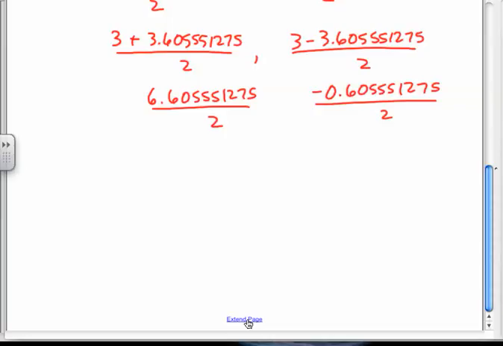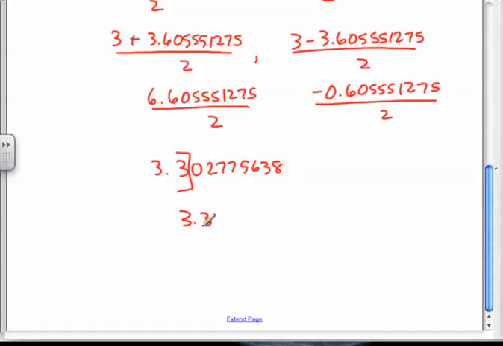All right. So I'm going to divide 6.6, blah, blah, blah, all that stuff by 2. And I'm going to get 3.3 when I round to the nearest tenth. But it gave me 3.302775638. And they said round to the nearest tenth. So I'm going to get 3.3.